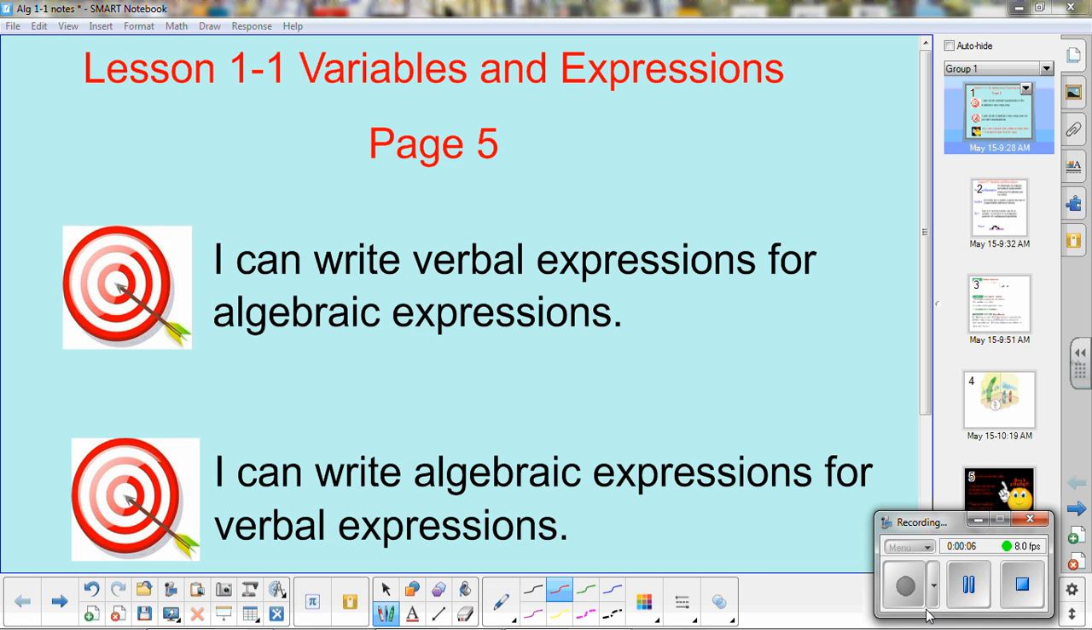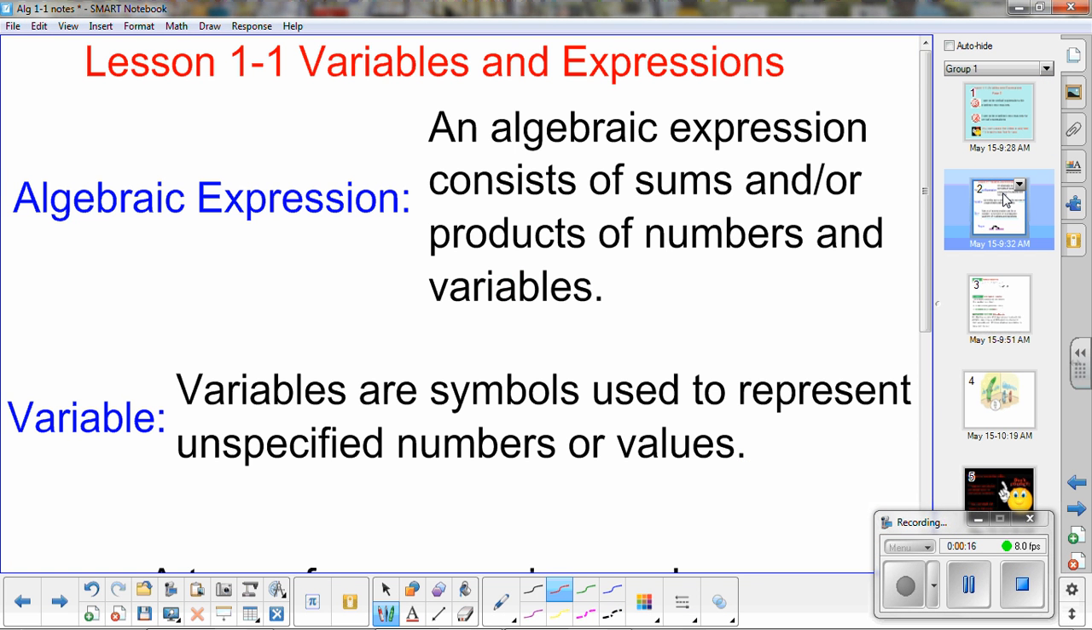In Lesson 1-1, Variables and Expressions, you will be translating between verbal expressions and algebraic expressions. Before we start, we need to know what an algebraic expression is. Basically, expressions do not have equal signs. 3 plus 5 is an expression. However, to be an algebraic expression, it consists of sums and/or products of numbers and variables.